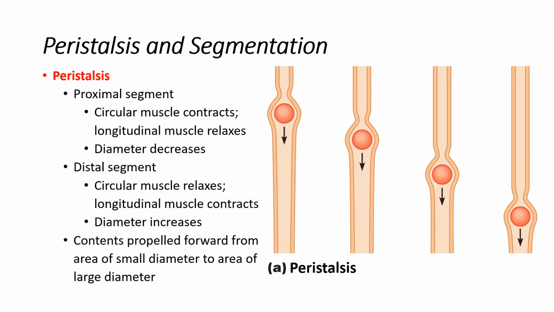That's going to be followed by the distal segment, which has the circular muscles relaxing and the longitudinal muscles contracting, which will allow food to move down into the next segment, right? That is going to increase the diameter. So one portion of the tube is experiencing a decrease in the diameter, and one portion of the tube is experiencing an increase in the diameter, and that is what pushes food along the GI, propelling it from one area to the other.